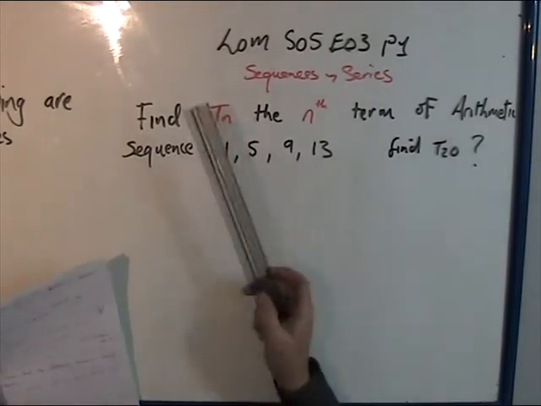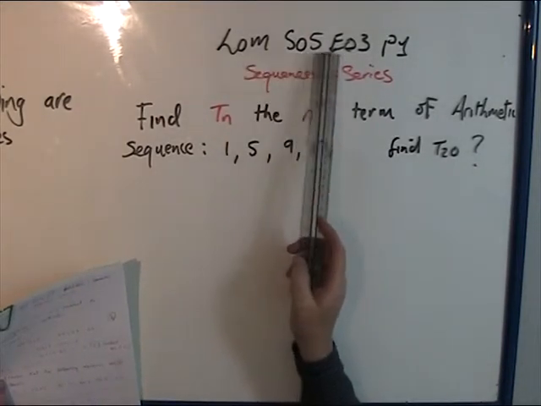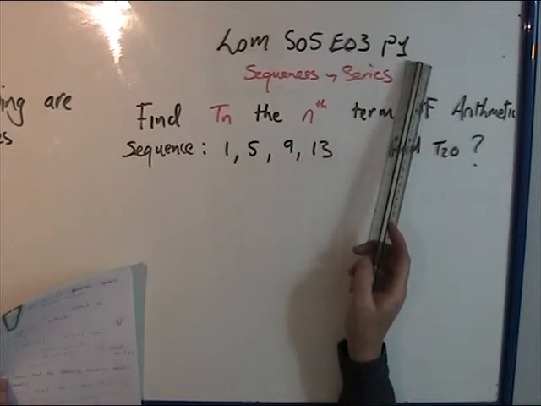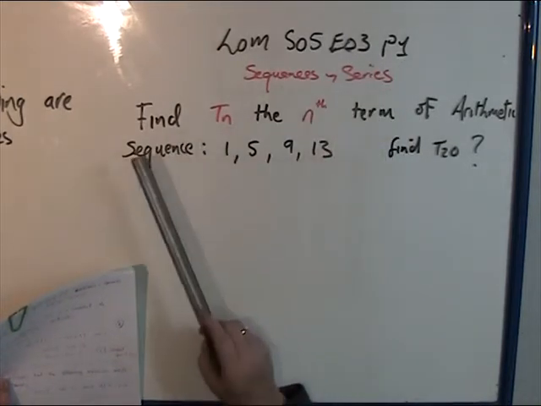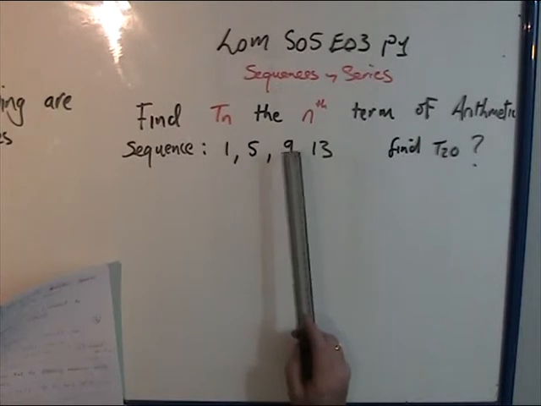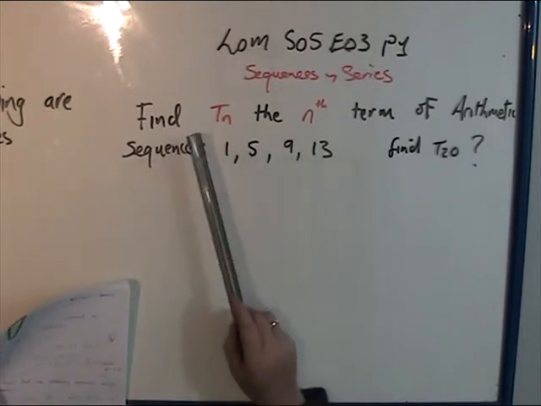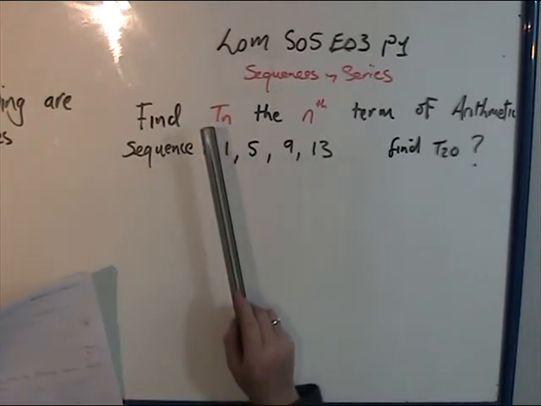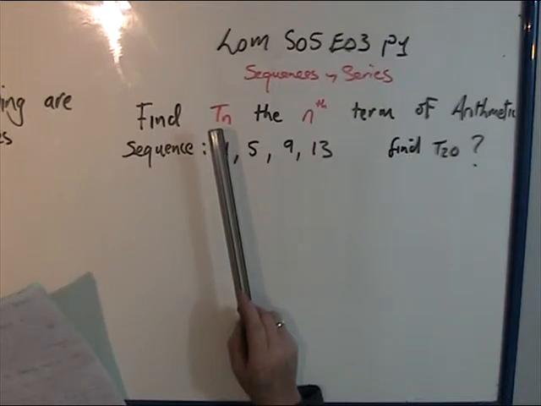Now this is Leaving Cert Ordinary Level Maths, Series 5, Episode 3. We're on Paper 1 and we're doing sequences and series. I've decided to do a little bit of revision on the last few questions. This was one of the questions, I think it was question 16 or so.